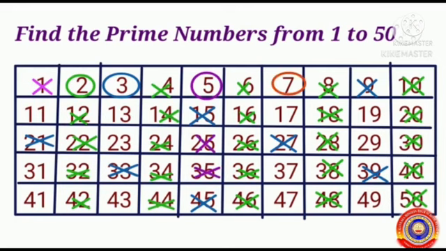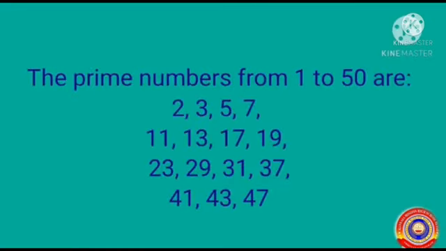Next, keeping 7, strike off all the multiples of 7. Here, all the multiples of 7 except 49 are already stricken off. Then strike off 49. The remaining numbers are prime numbers. So we can write that the prime numbers from 1 to 50 are 2, 3, 5, 7, 11, 13, 17, 19, 23, 29, 31, 37, 41, 43 and 47.